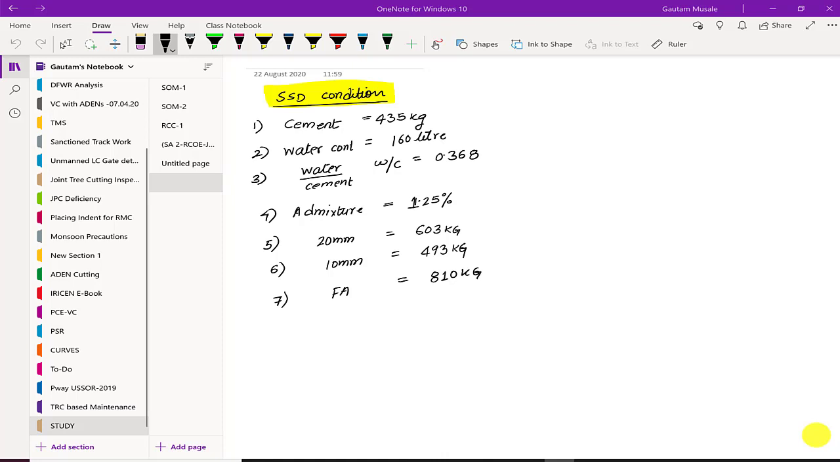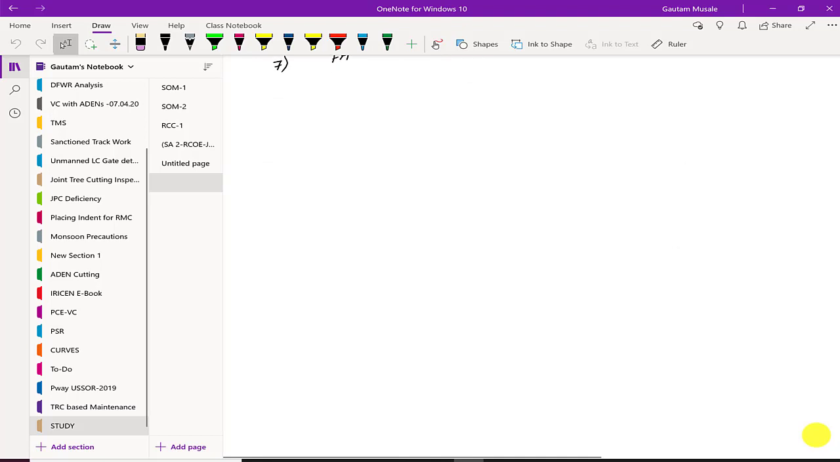In that video, at the end, I had already mentioned that I will talk about the SSD condition and the water correction in my next video. So here I have with you what exactly the SSD condition is. If you have learned about the IS code for concrete mix design, that is IS 10262 2009 or maybe 2019, it is clearly mentioned that the aggregate should be in the SSD condition. Now what exactly is the SSD condition? Let us understand that first.